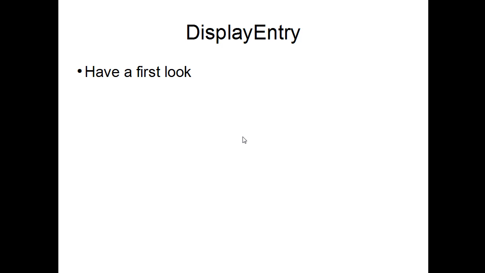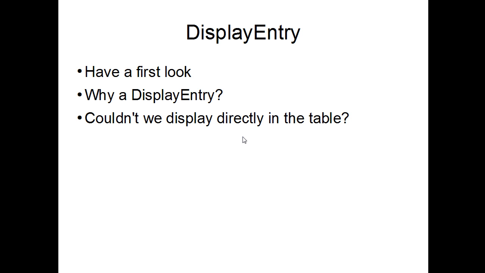So the question is, why a display entry? Well, clearly we saw that in some cases the information is in the description, and in some cases the information is not, and you have to display directly the content of the link coming from the internet. This means that clearly the publishers are not following one particular schema. Now, would it be possible to display directly in the table? Well, let's have a look at what could be done.